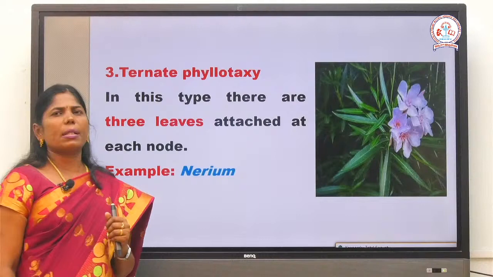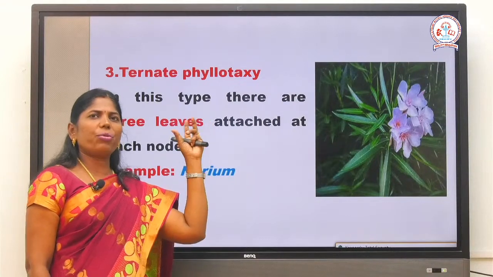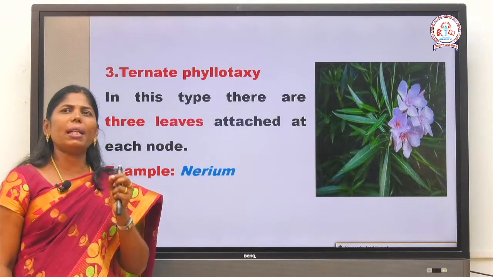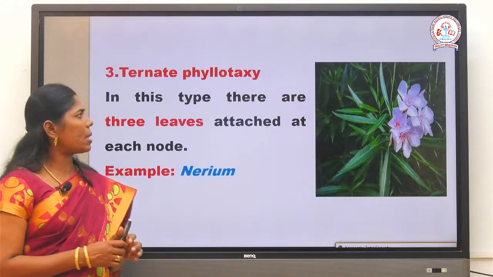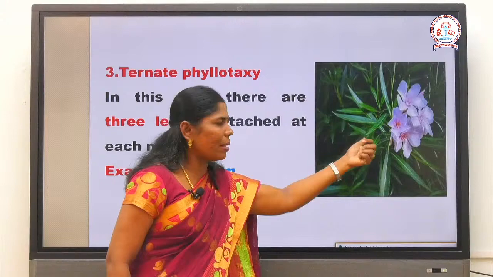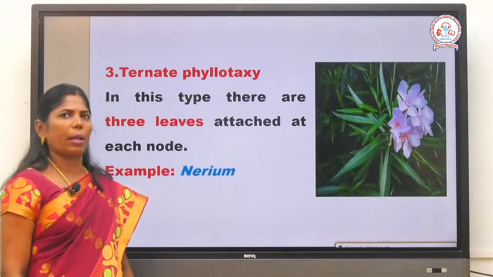Ternate phyllotaxy. Ternate means three. Each node bears three leaves. That is ternate phyllotaxy. So each and every node consists of three leaves. We can see this in Nerium.